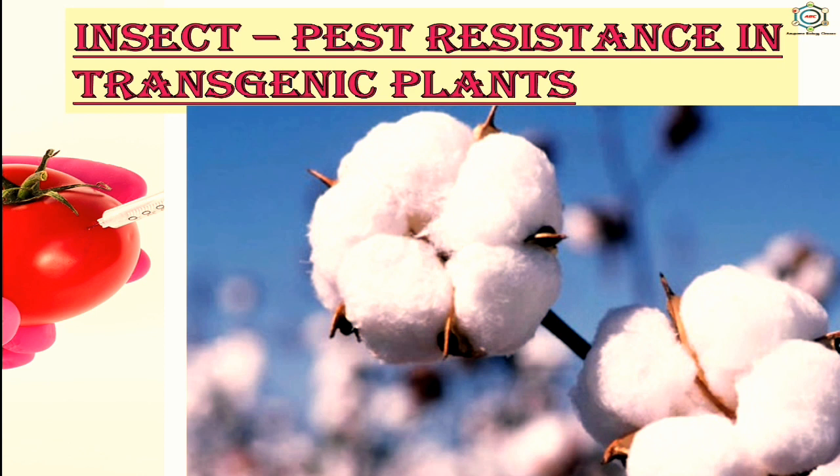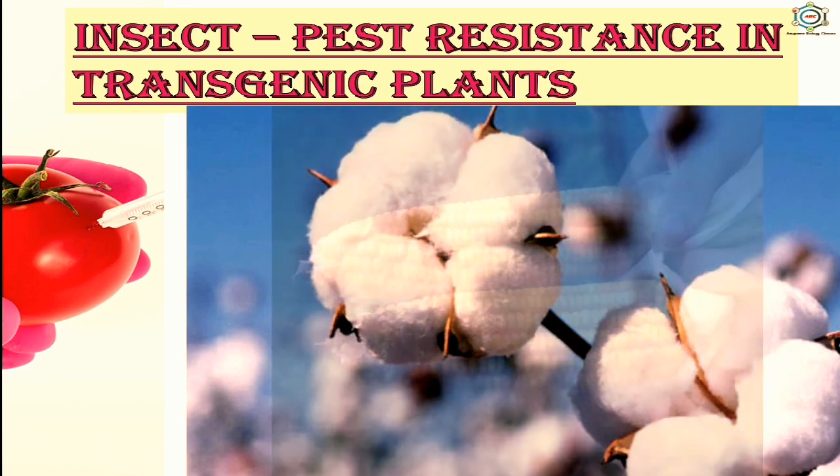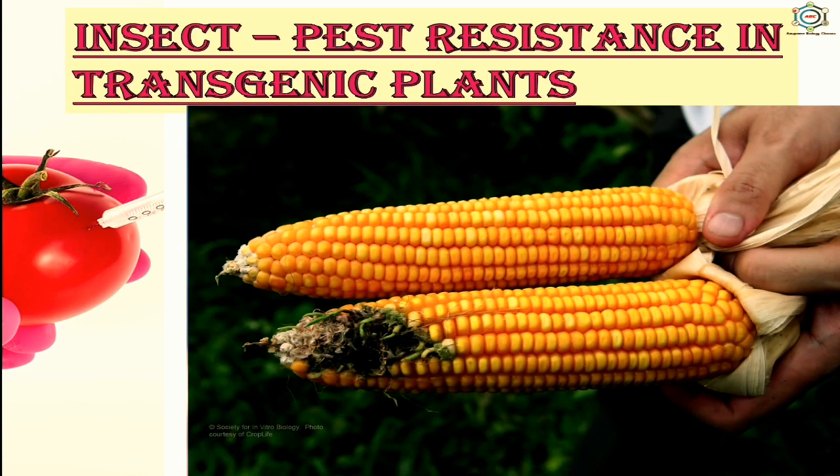Geneticists have isolated the cryIAc gene and cryIIAb gene and incorporated them in the DNA of cotton to develop a genetically modified crop commonly known as Bt cotton. The Bt cotton contains the Bt toxin gene against cotton bollworm. Now Bt corn. In the same way, the cryIAb gene has been identified and introduced in corn plants to form Bt corn to protect the crop from corn borer.